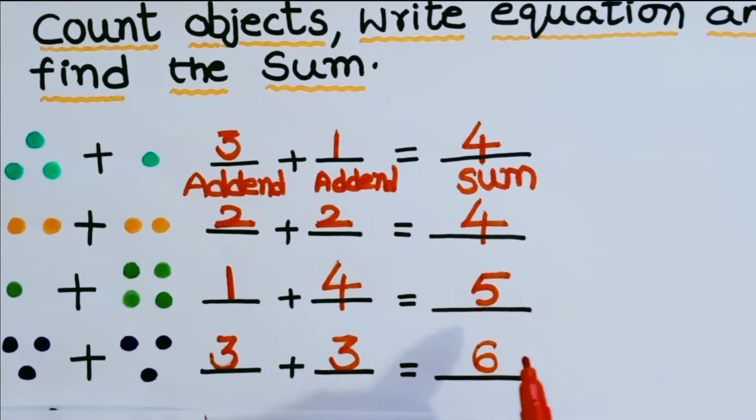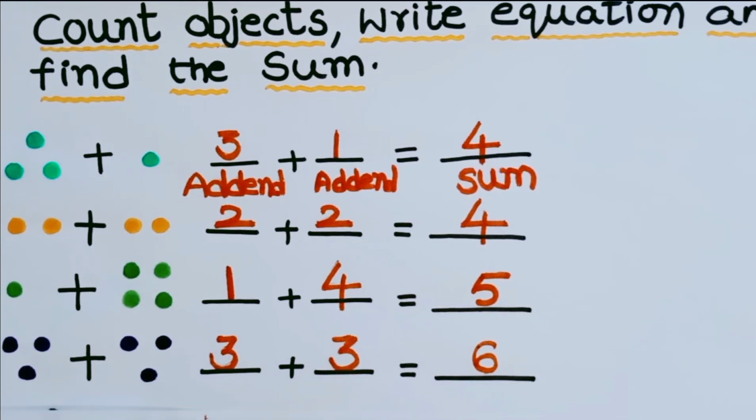3 plus 3 equals 6. The sum of 3 and 3 is 6. So 6 is the sum. The two addends are 3 and 3.